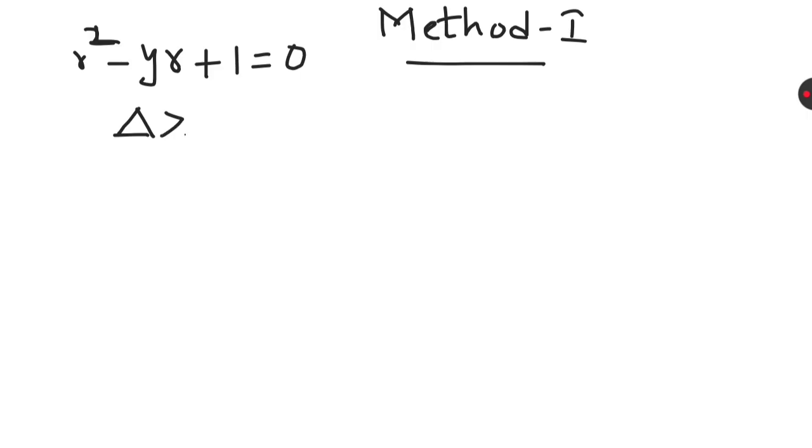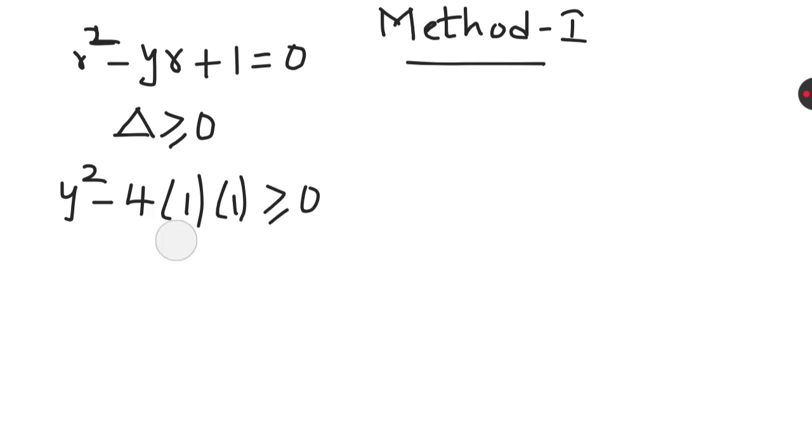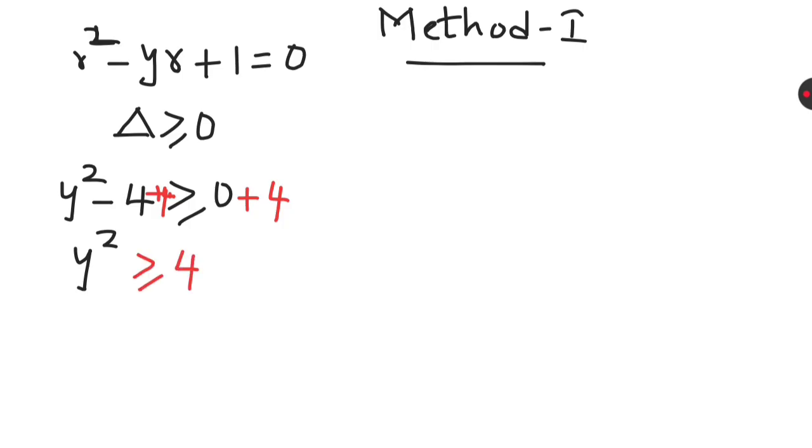We know that the discriminant is b square minus 4ac. What is b here? Minus y. Minus y whole square is nothing but y square. Minus 4 times a, which is the r power 2 coefficient, which is 1, and c is 1. So that is greater than or equal to 0. That means y power 2 minus 4 is greater than or equal to 0. Adding 4 on both sides, y power 2 is greater than or equal to 4. So y is less than or equal to minus 2, or y is greater than or equal to plus 2.